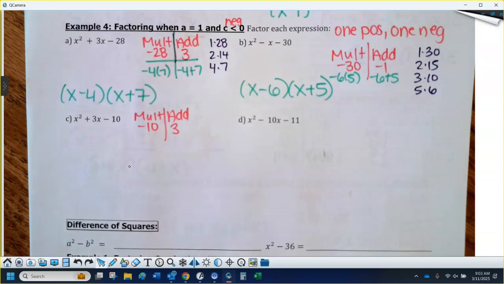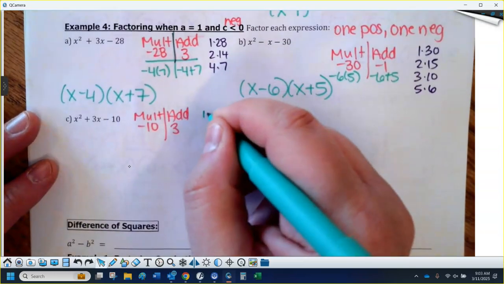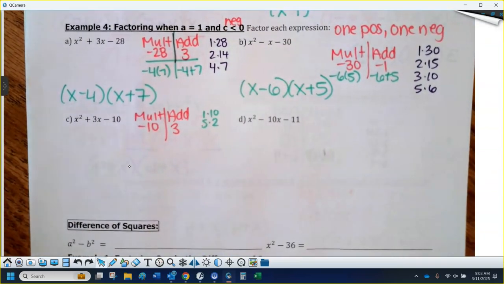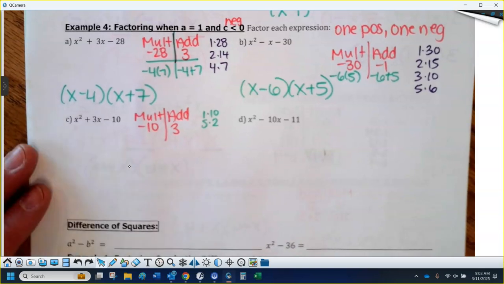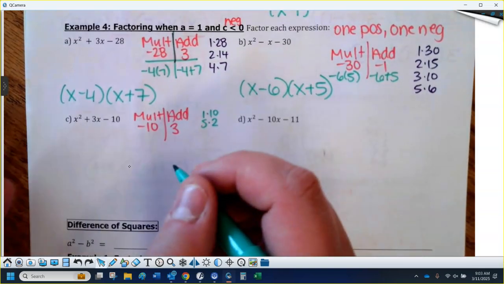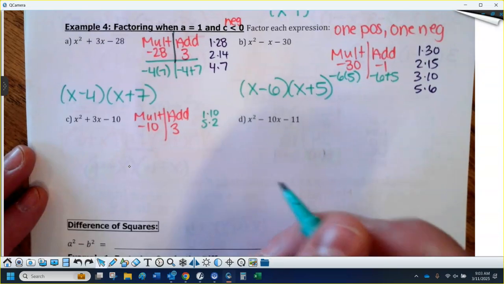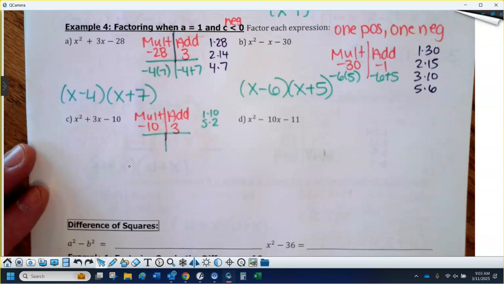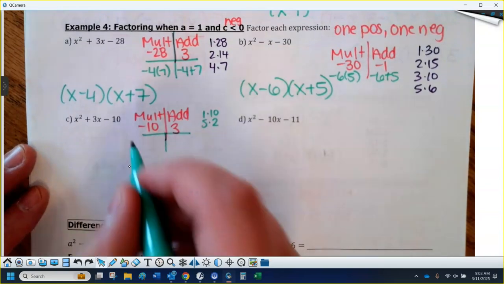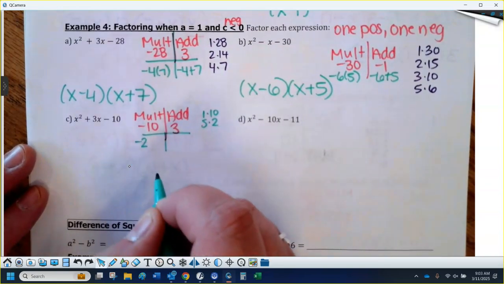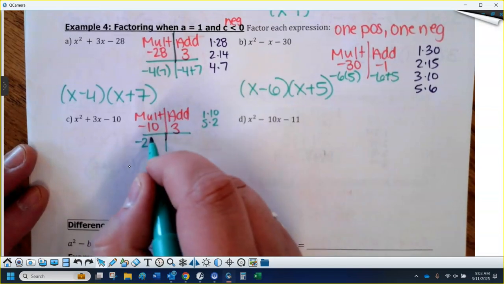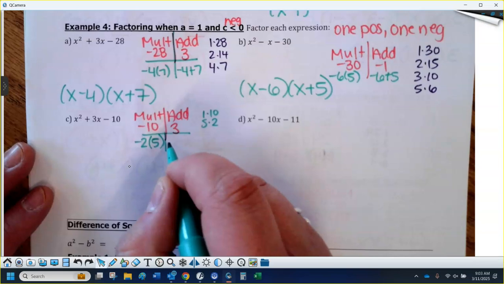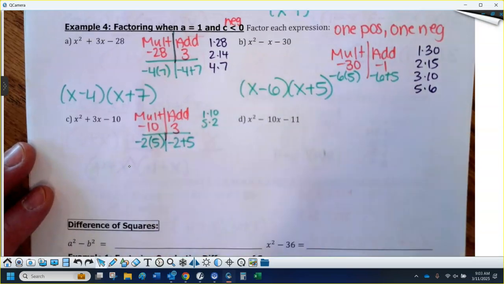What do we think? So 10, let me think. You got 1 and 10 and 5 and 2. Those are your options. It's got to be 5 and 2. Which one's negative? Have to be the 5. If not 3. No, 2, maybe 2. Okay, the 2. All right, so if I do -2 times 5, you get -10, right? -2 plus 5, though, that is 3.